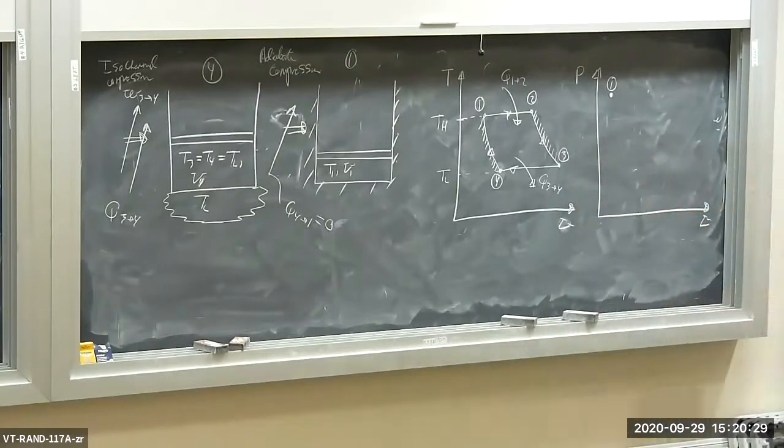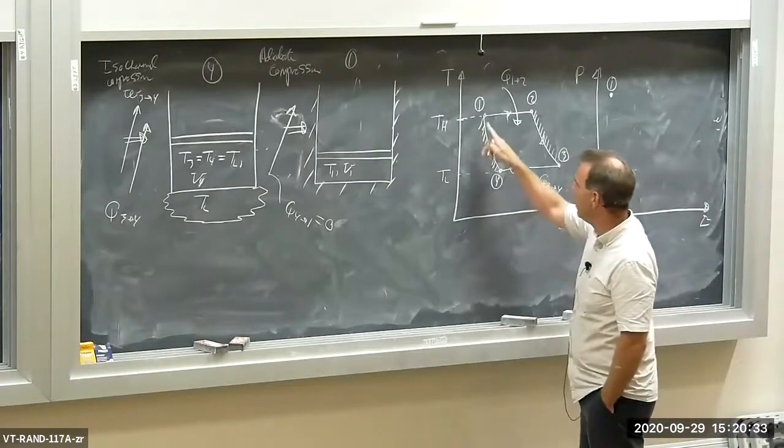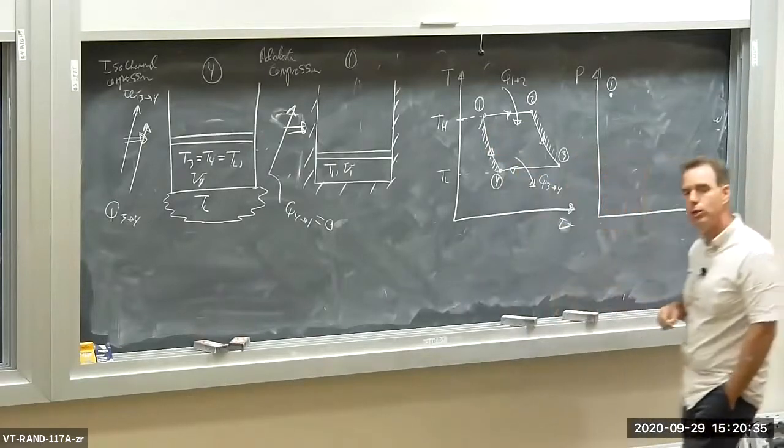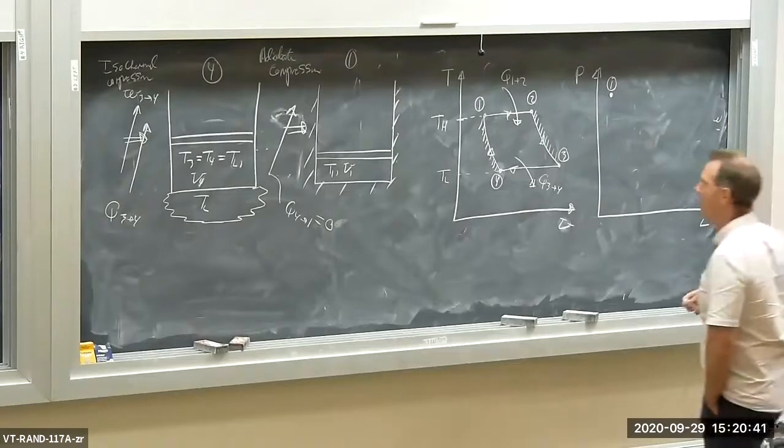Maximum pressure is at state 1. And you can confirm that. Minimum volume, maximum temperature at state 1. You can just inspect the ideal gas law, for example. You'll see that state 1 has to have the maximum pressure.